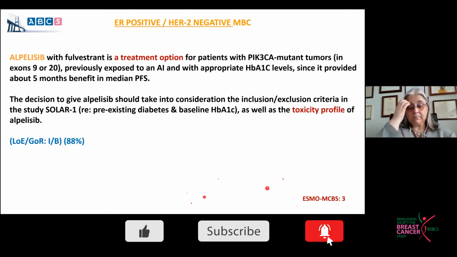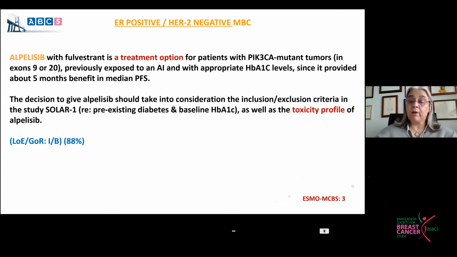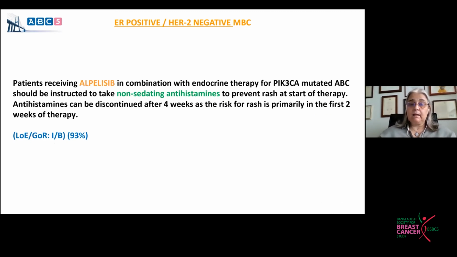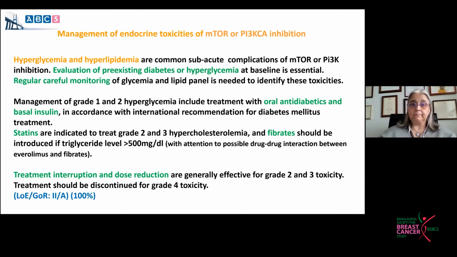So this is the ABC guideline recommendation for Alpelisib. It's one treatment option, not a standard of care, but one treatment option, particularly to give after a CDK4/6 inhibitor. These are recommendations that you can read carefully regarding how to manage hyperglycemia, hyperlipidemia, and also the rash. What to do next?